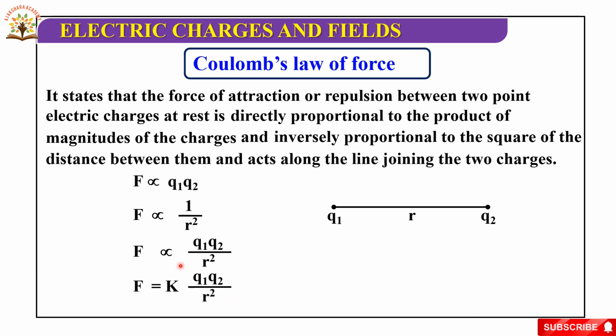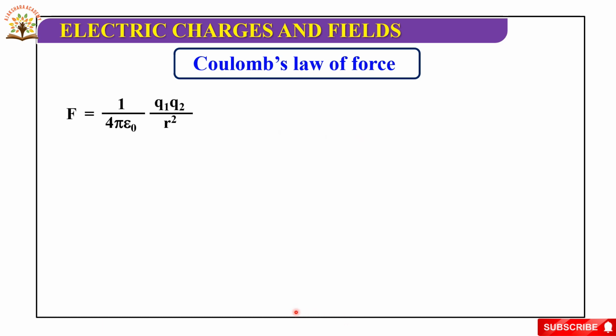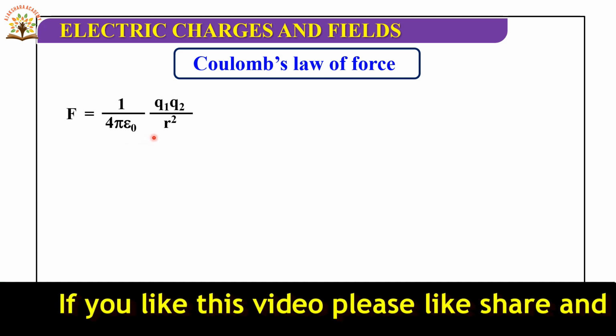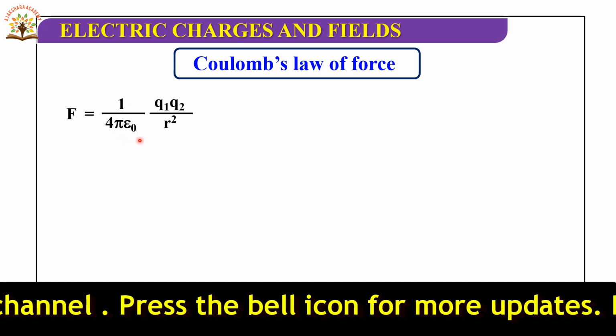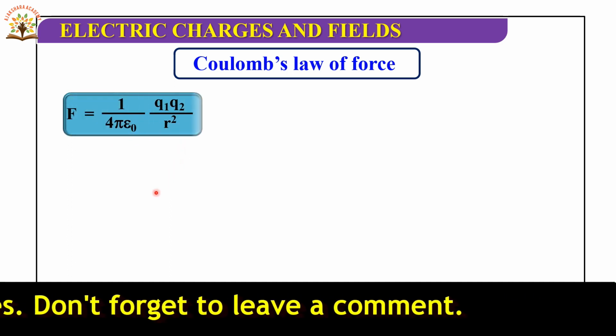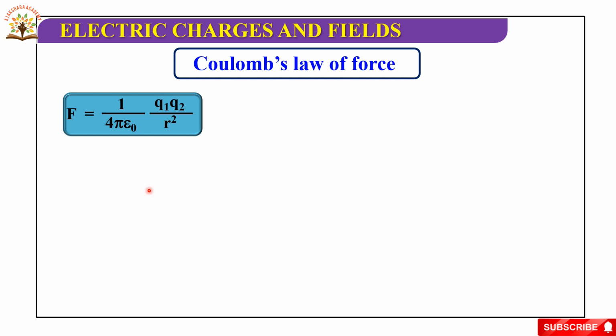So, if you remove the proportionality, you put a constant. That is, F is equal to K Q1 Q2 by r square, where K is 1 by 4 pi epsilon naught. Now, in the place of K, substituting 1 by 4 pi epsilon naught, F is equal to 1 by 4 pi epsilon naught Q1 Q2 by r square. This is Coulomb's law of force, the expression for F.